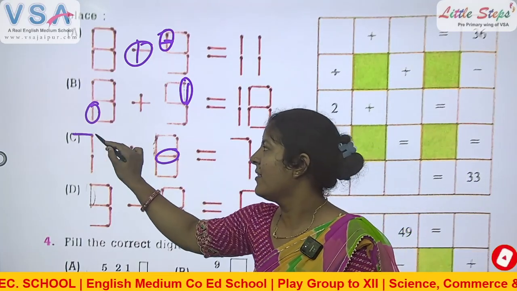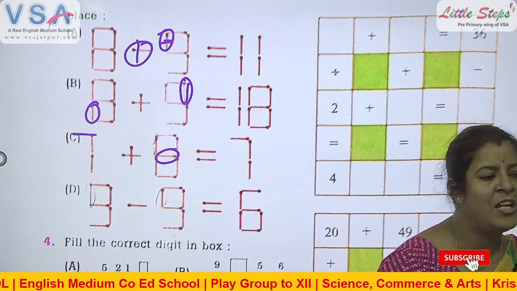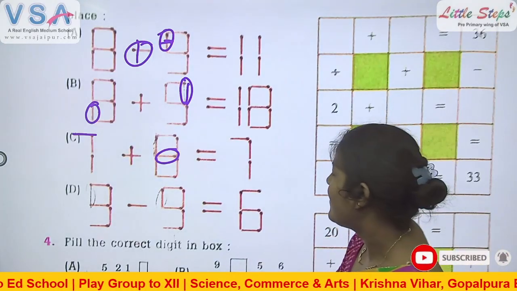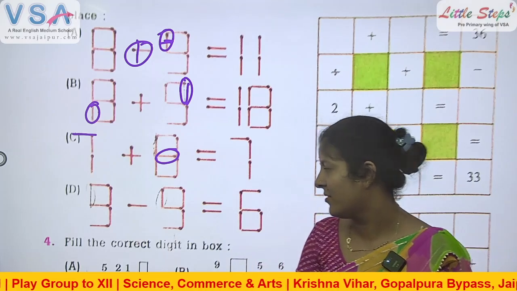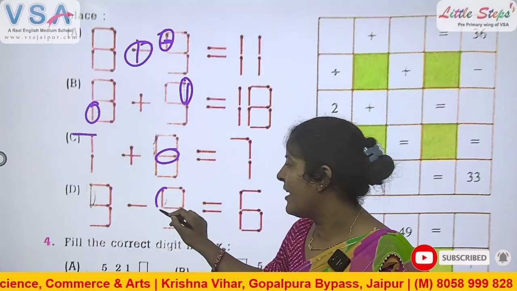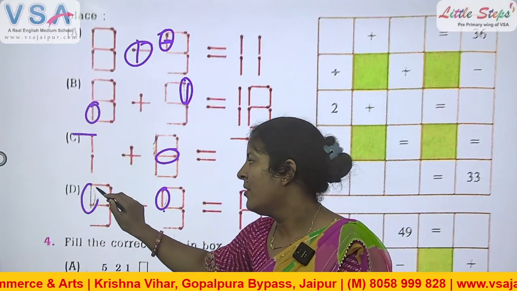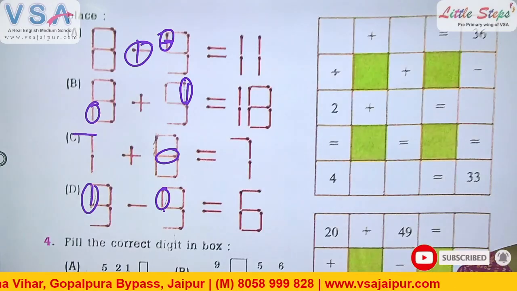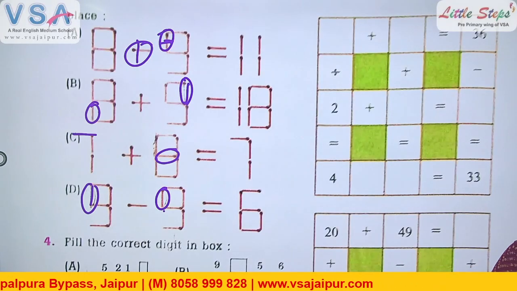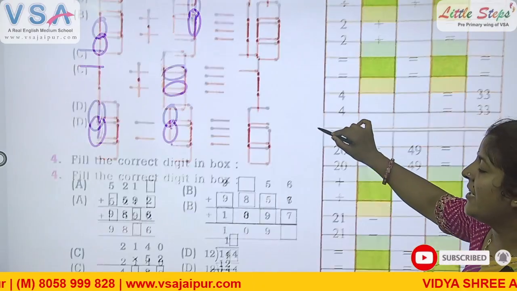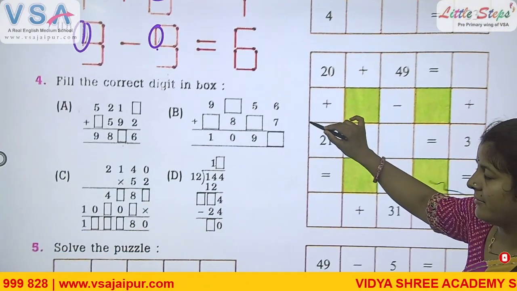This one? 7 plus 0 equal to 7. Okay. Next is 9 minus 3 equal to 6. So we can write on this, remove 6 and draw this side. So 9 minus 3 equal to 6. Okay, the next question is, fill the correct digit in the boxes.